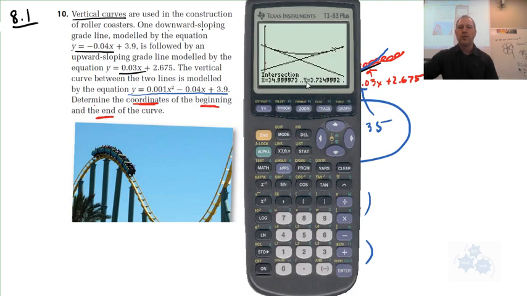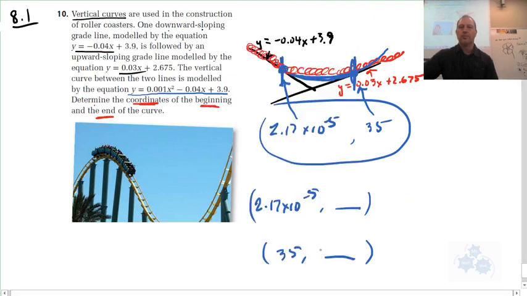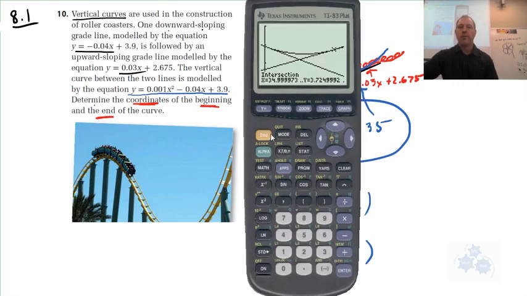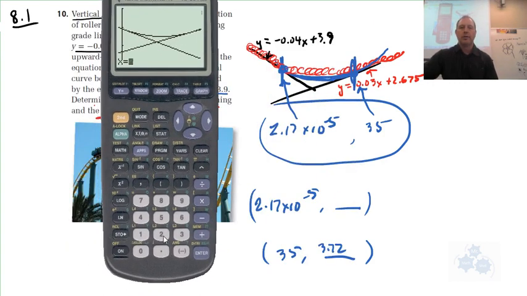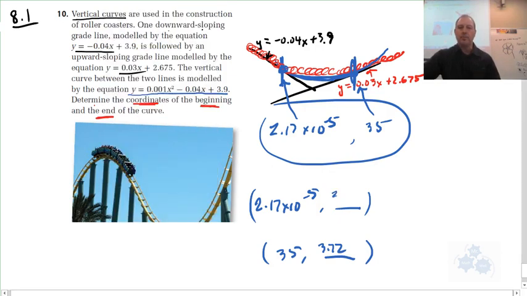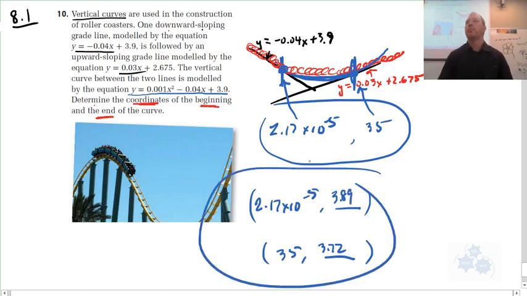So here's 35 and 3.72. And for the other one, you could just go calculate a value and plug in your first number. So 2.1, it was 66 something. And then here's your exponent, times 10 to the power of negative 5. So 3.89 or 3.9. 3.89, let's say. So those would be your answers for number 10.